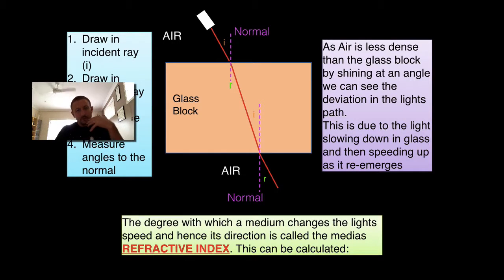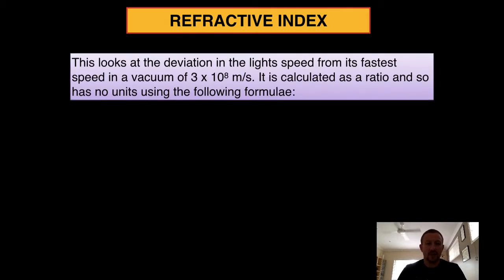Now, the degree with which the medium changes the speed is related, as we said, to the density. And figures have been given to looking at how does the change in density relate to the change in speed. And we give a ratio value to this, which is called the refractive index. Now, this ratio has no units. It's the difference between the speed, and it can be calculated. So obviously, the question is, how do we calculate it?